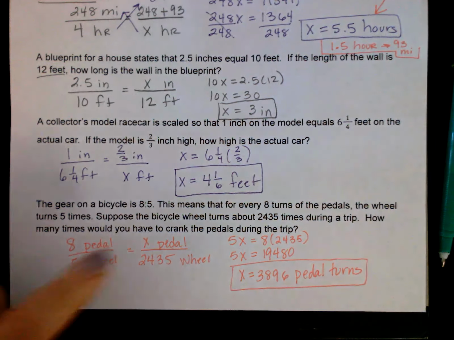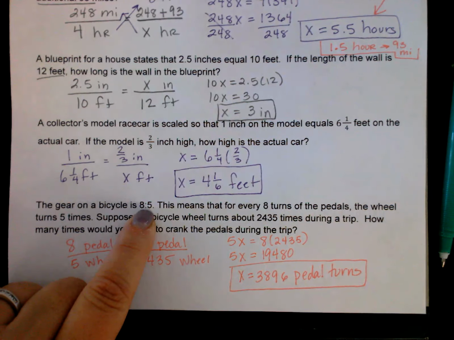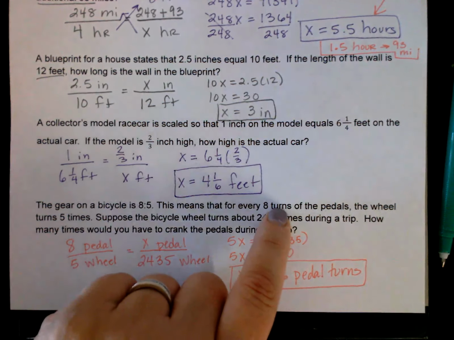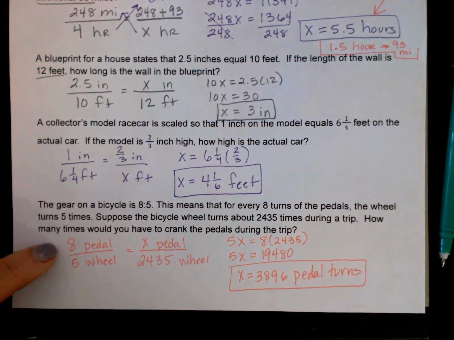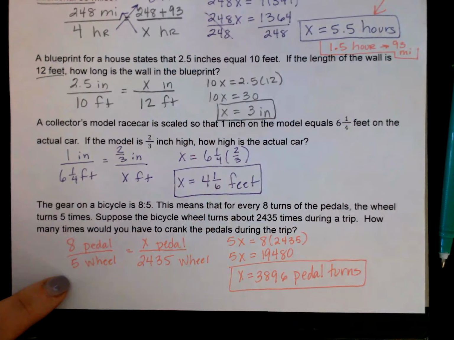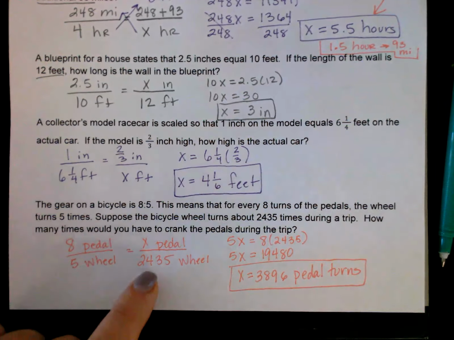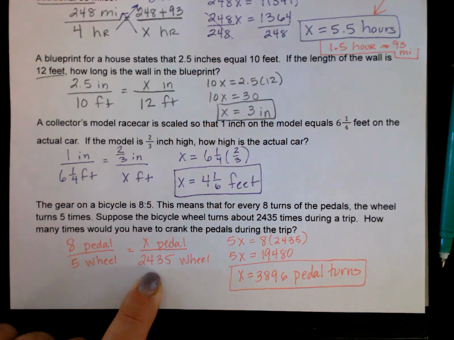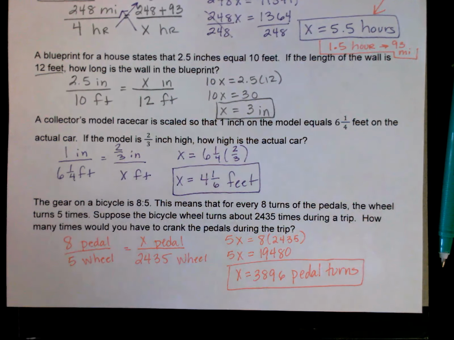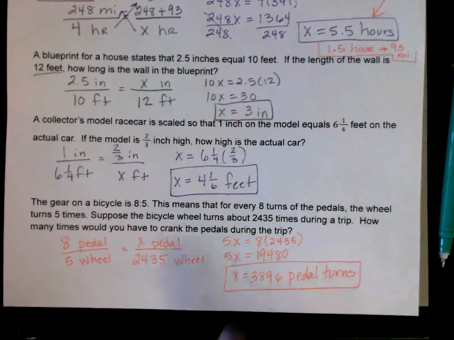Next, this one, the ratio is given to me 8:5, but then it explained what each one is. So 8 pedal turns equals 5 wheel turns. They wanted to know how many pedal turns if my wheel turned that many times. So I lined up my units again. You could have them flipped, it's okay. Cross products, it would have resulted in 3,896 pedal turns.